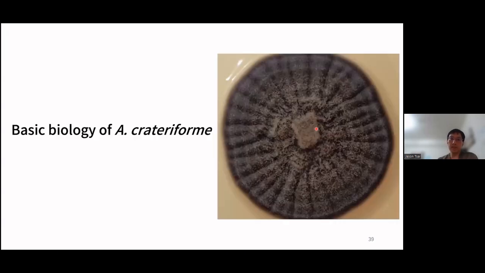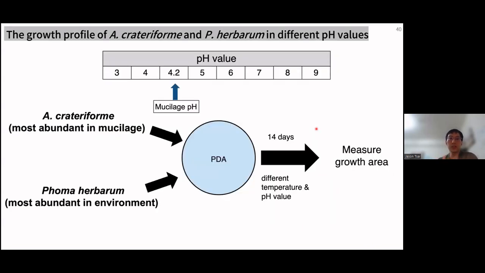So we have established the pure culture of Aquodontium. It looks like this on the media in a petri dish. The first logical step is to delve into the basic biology, right? As we really were a microbiology lab at the beginning, we conducted a controlled growth experiment.